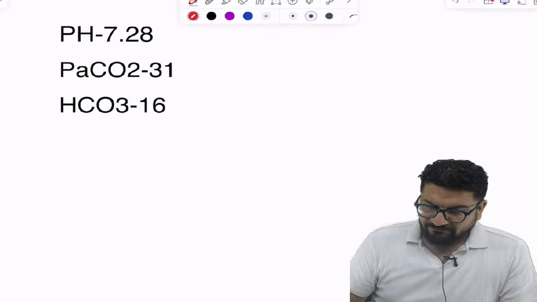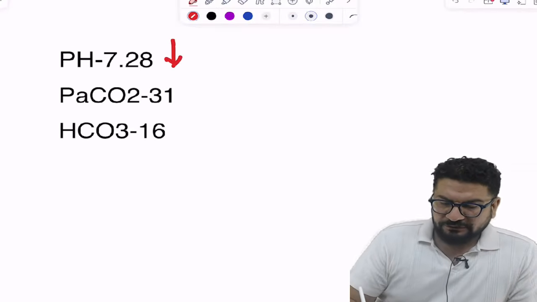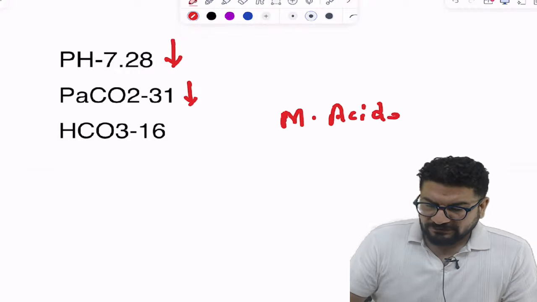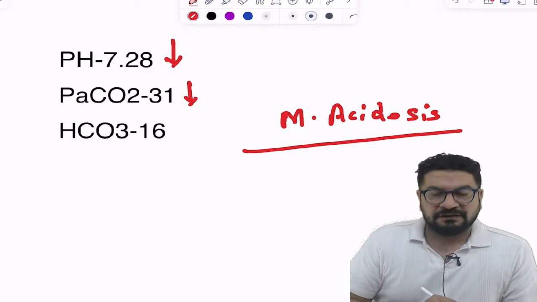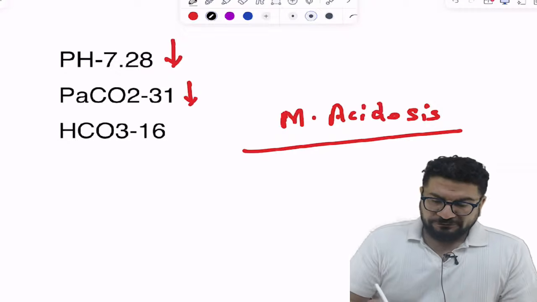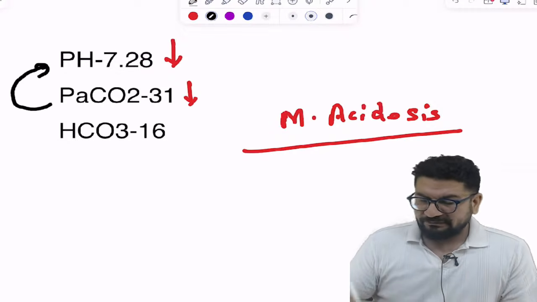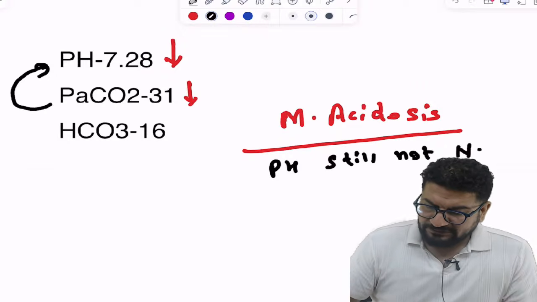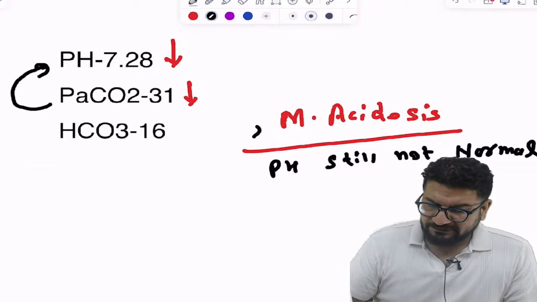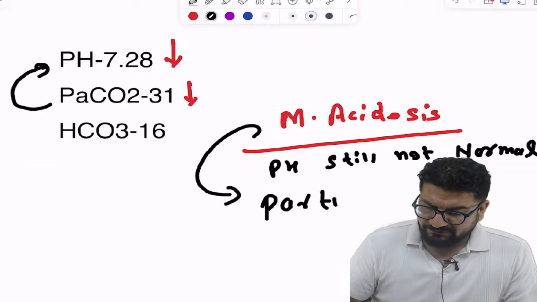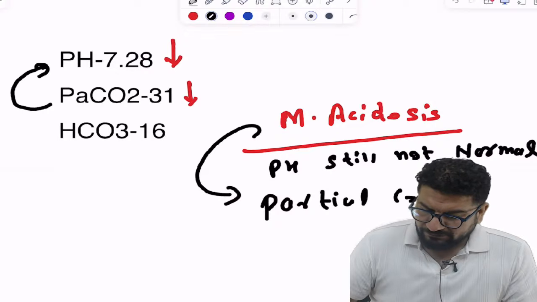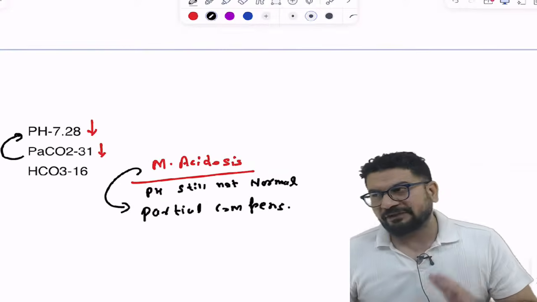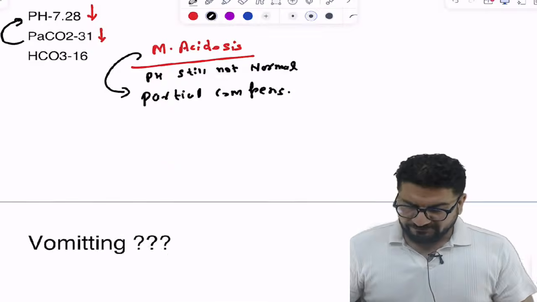Okay, let's see one more. pH is low, PCO2 is low, both are low, means same direction. Same direction means metabolic acidosis. It is metabolic acidosis. Now you can see PCO2 is changed, but pH is still not normal. So when pH is still not normal, that means this is a partial compensation. It is called a partial compensation. Done. So this is how we solve a question on ABG. Very, very important for your last minute revision.